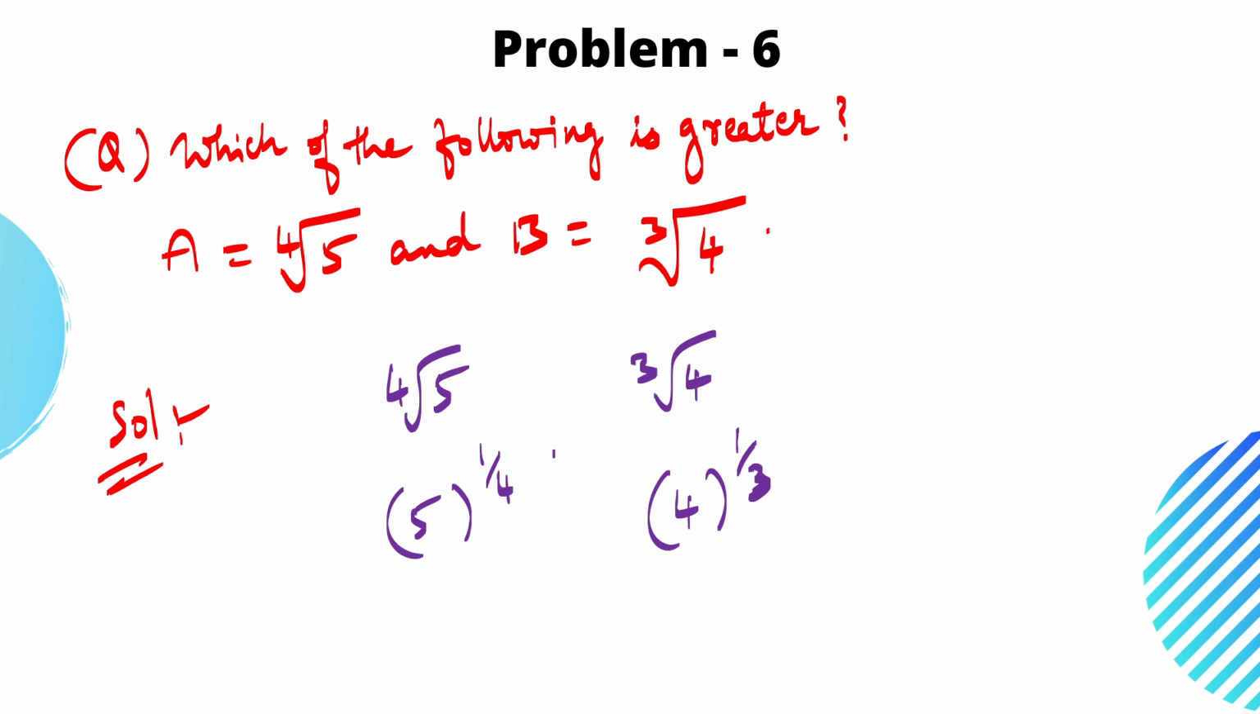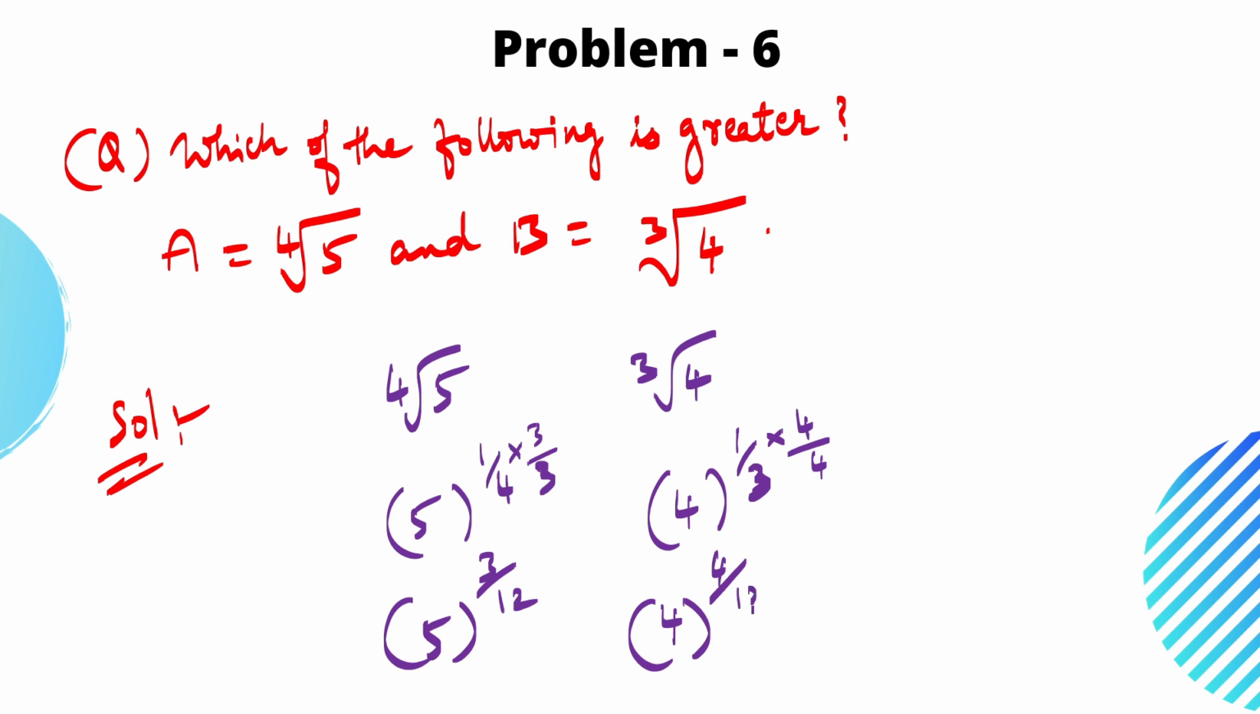The only thing we can do is equate the exponents. How can we equate the exponents? We shall multiply the numerator and denominator of 1 by 4 with 3, and we shall multiply 1 by 3 with 4. Alright. Now what do we get? 5 power 3 by 12, and 4 power 4 by 12.